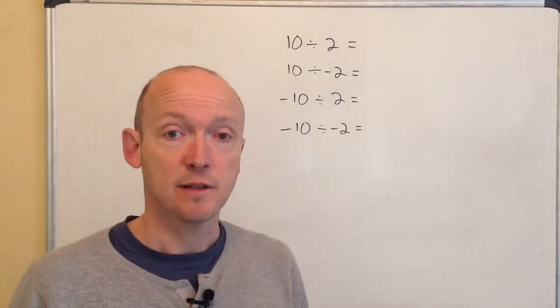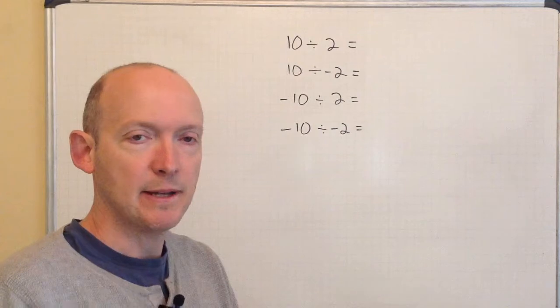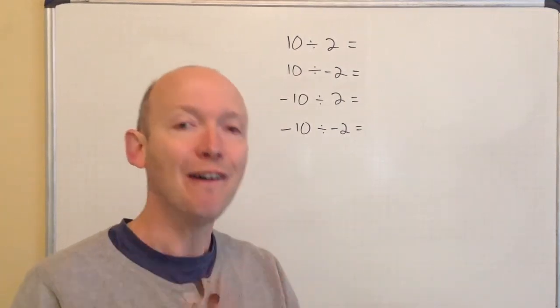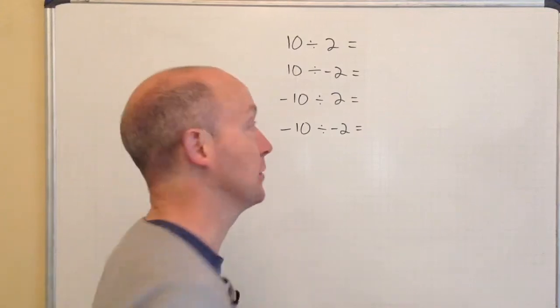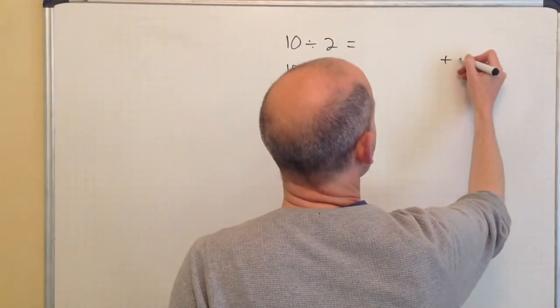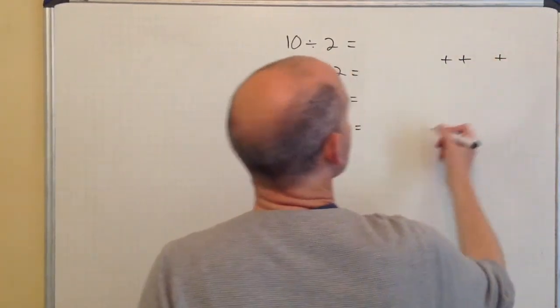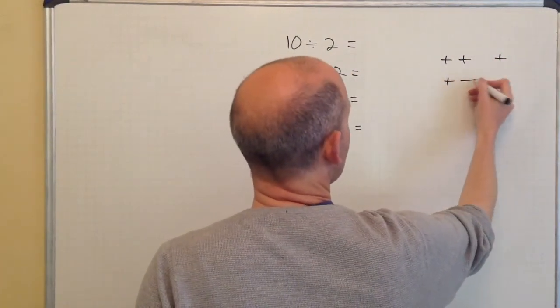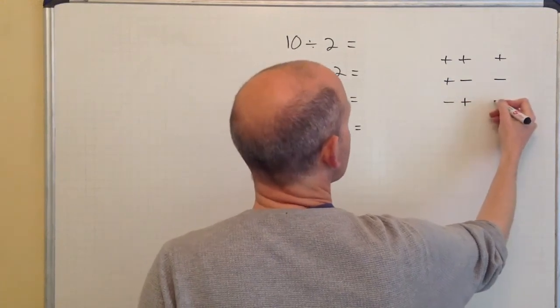Okay, so I've got 4 division sums here featuring negative numbers. Let's have a look at these. The important point to emphasise, as I mentioned a second ago, is that the rule for dividing with negatives is exactly the same as multiplying with negatives. Let's just write that rule down again. Plus multiplied or divided by a plus is a plus. A plus multiplied or divided by a minus is a minus. A minus multiplied or divided by a plus is a minus.